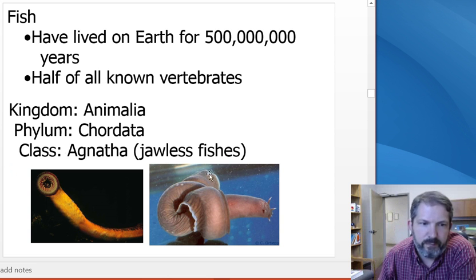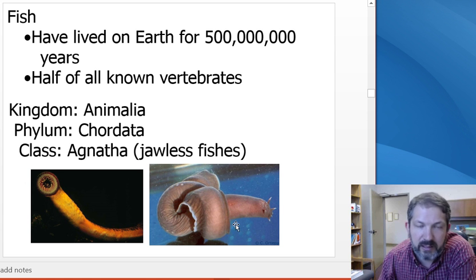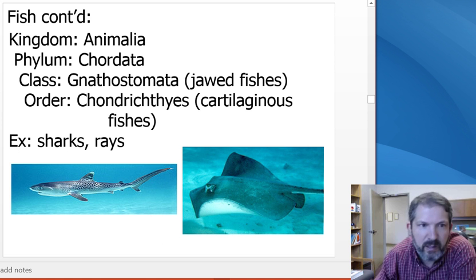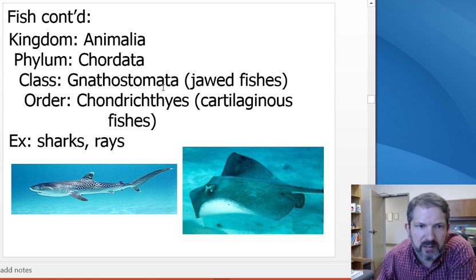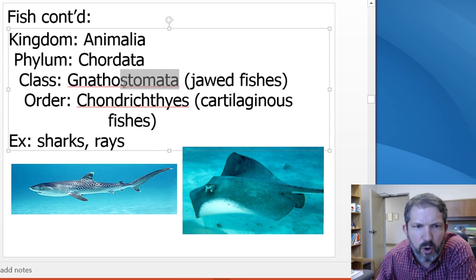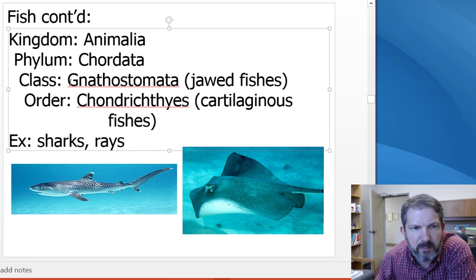Technically, fish aren't just one class. There's class Agnatha, which is jawless fish, for lampreys and hagfish, very primitive. And then we have class Gnathostomata, which is jawed fish. Gnathostomata. That's really weird, but stoma is an opening. We're going to see the word stomata when we talk about plants and the leaves and the openings on the leaves, the little microscopic openings.